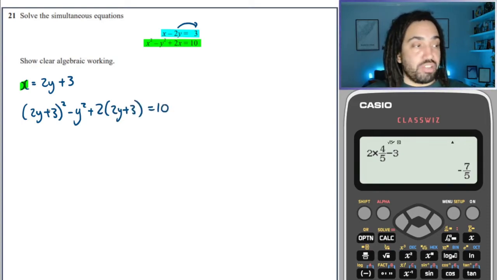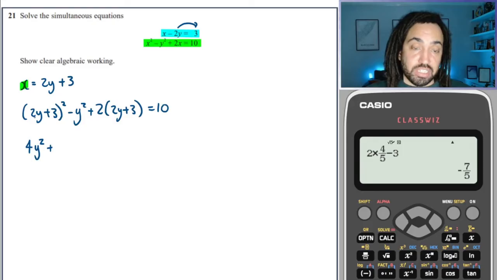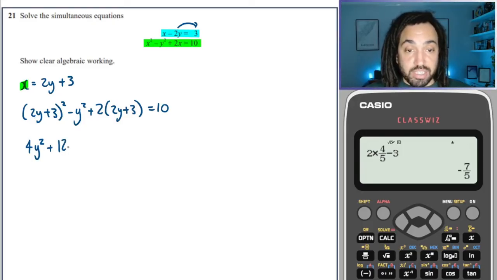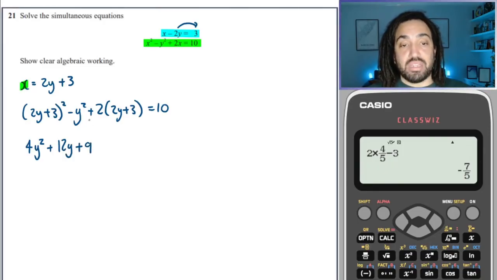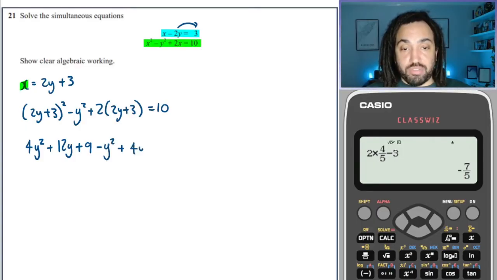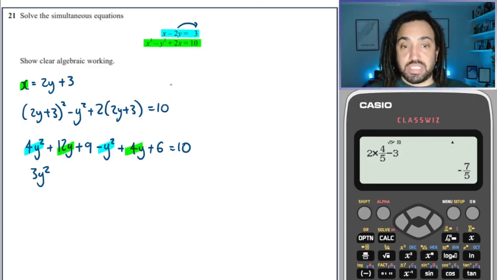I'm going to multiply out this bracket. I'm going to do it in one step to save a bit of time for the video. So we get 2y times 2y is 4y squared. We'll get a 2y times a 3, and we'll get a 3 times a 2y. Both give 6y. There are 2 of them, so it's 12y. And then finally we get the 3 times the 3, which is 9. And then we're minusing y squared, and then we're plussing, expanding this bracket out to get 4y, and then plus 6. And that equals 10. We'll collect up the y squareds, and this gives us 3y squared. We'll collect up the y's, and we'll get 16y.